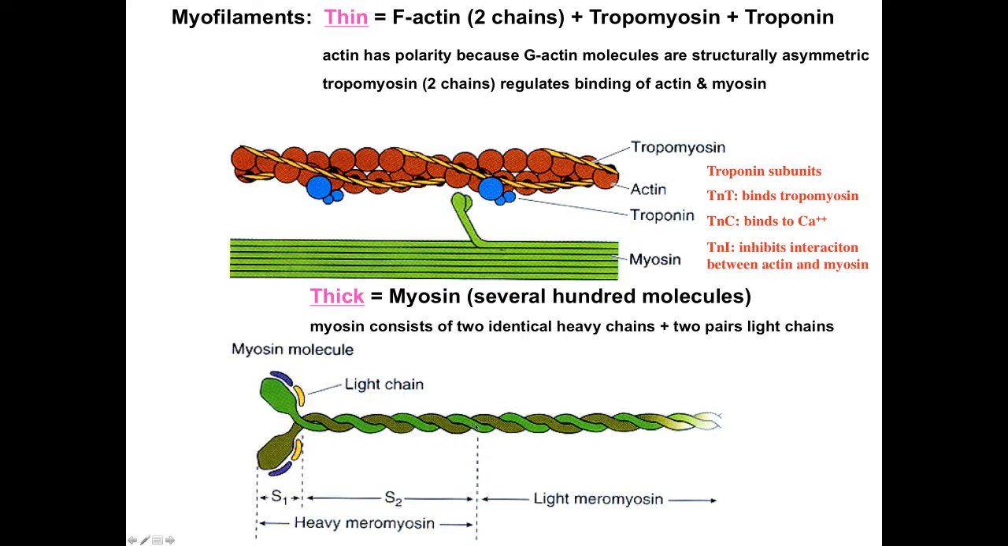I don't care that you remember so much that there's light meromyosin and a heavy meromyosin. Those are defined by enzymatic cleavage of the molecules, and you may have looked at that in biochemistry, and you may recall there's an S1 and an S2 region of heavy meromyosin, and the S1 region of the molecule is the business end of the molecule. That region has ATPase activity, and it is that region that interacts with the thin filaments.